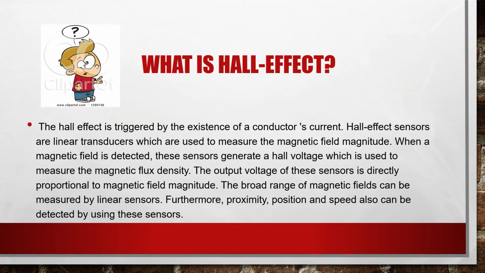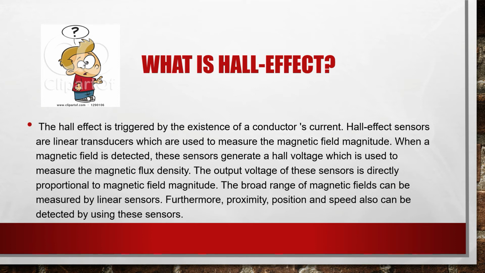Okay, seterusnya kita akan sambung dengan Hall effect. Okay, what is Hall effect? Hall effect is triggered by the existence of a conductor's current. Hall effect sensors are linear transducers which are used to measure the magnetic field magnitude. When a magnetic field is detected, these sensors generate a Hall voltage which is used to measure the magnetic flux density. The output voltage of this sensor is directly proportional to magnetic field magnitude.